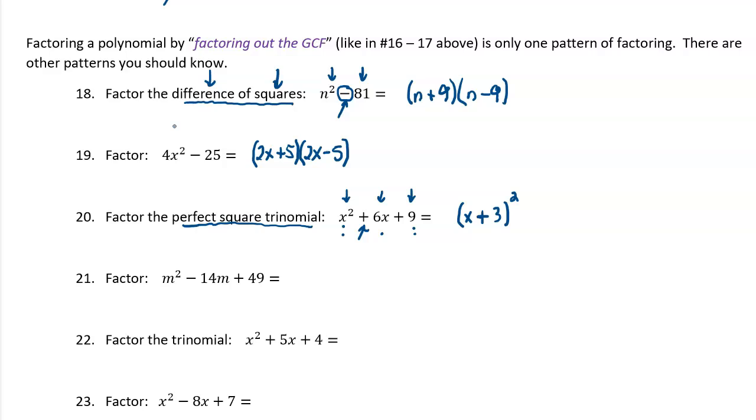Number 21 is also a perfect square trinomial because the first term is a perfect square. The square root of m squared is m. The last term is a perfect square. The square root of 49 is 7. When you multiply those two results together, m times 7, that makes 7m. And then if you double that by multiplying by 2, that makes 14m, and that is what's in the middle. So as soon as you recognize the pattern, then when you factor it, it's a binomial squared. M goes here, 7 goes here, and a minus sign in the middle.